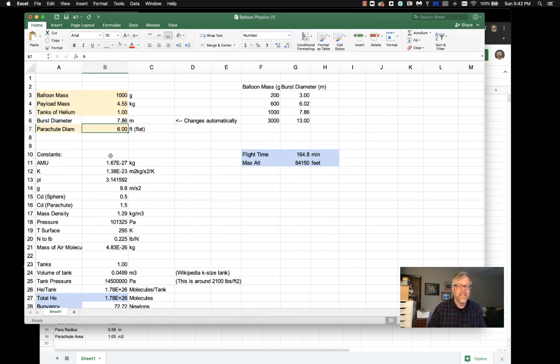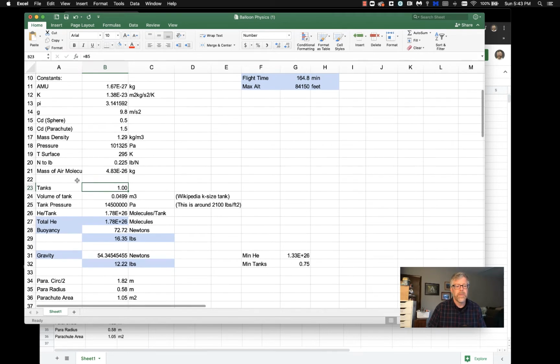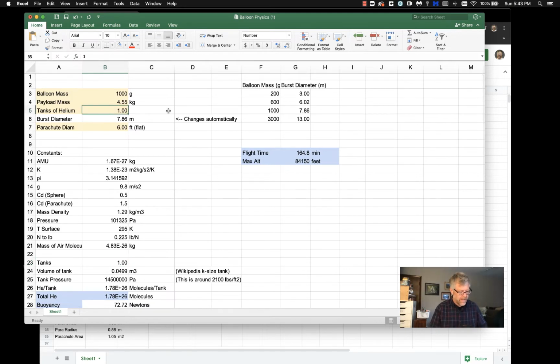Then there are all sorts of constants down here which you don't really have to worry too much about unless you want to change like CD of a sphere and CD of a parachute, the mass density of the surface, the area, the pressure of the surface, the temperature of the surface, newtons to pounds, and the mass of air molecules is given here, which is 28.9 atomic mass units. So then more stuff down here where basically you say if we change the tanks of helium, say to 1.25, you can see that everything changes down here.